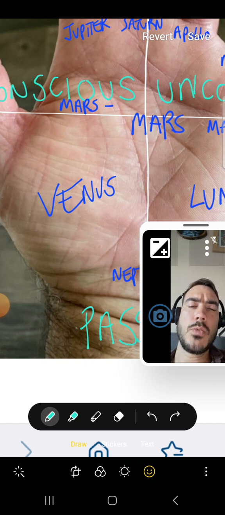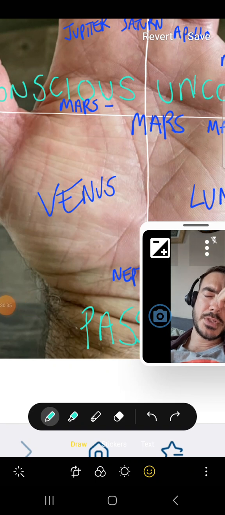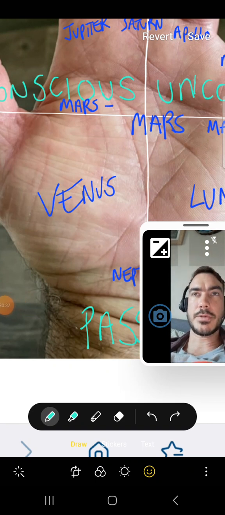And once the Venus mount is... once you've established the amount of physical energy and vitality, any leftover development of that Venus mount is then part of their emotional state and their emotional makeup.